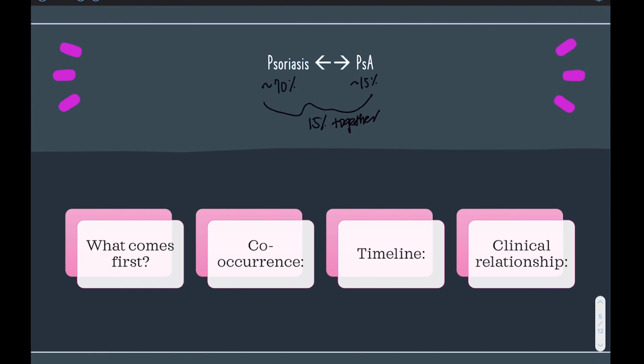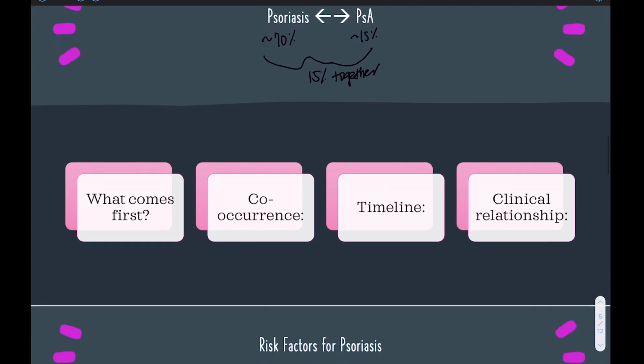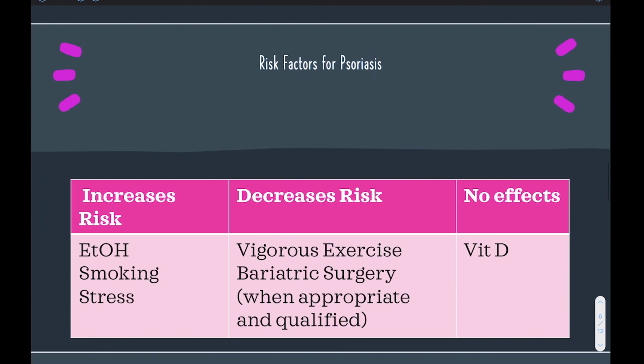Okay, risk factors for psoriasis. What increases the risk? Alcohol, smoking, and stress increase the risk, whereas vigorous exercise and bariatric surgery will decrease the risk. You'll see the pattern here, but diabetes and metabolic syndromes are also risk factors for developing psoriasis. Taking vitamin D supplementation doesn't really increase or decrease the risk of developing psoriasis.